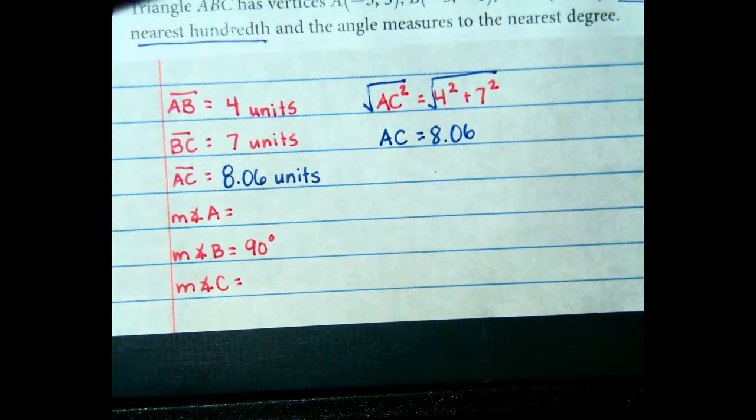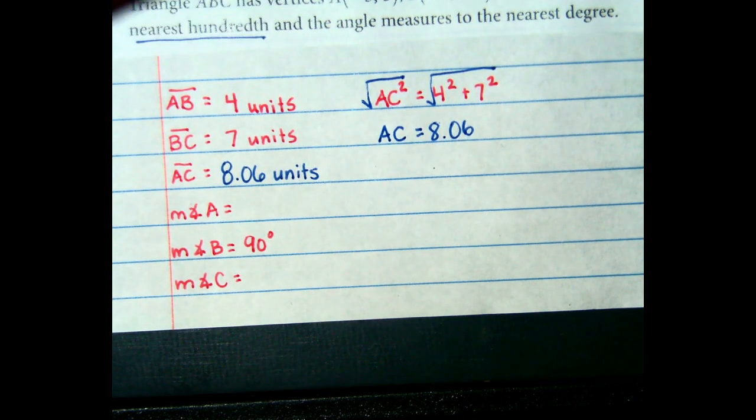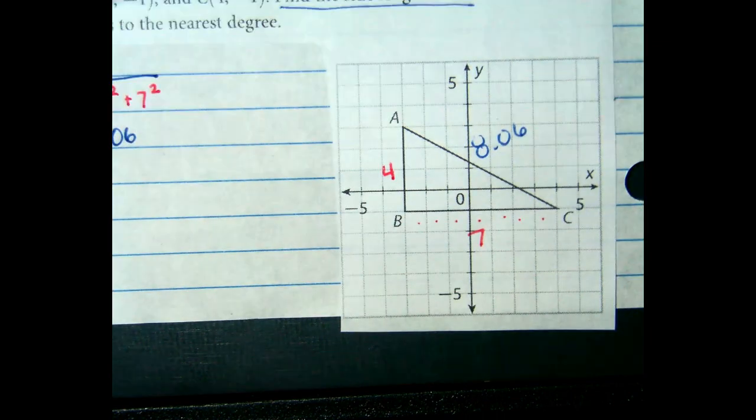Now, something we don't want to do. If we're looking for A or if we're looking for C, we do not want to use 8.06. Do you know why? It's not exact, it's rounded. We want to use the values that are exact. So I'm going to scoot over here. We're going to find A first just because it's alphabetical first.